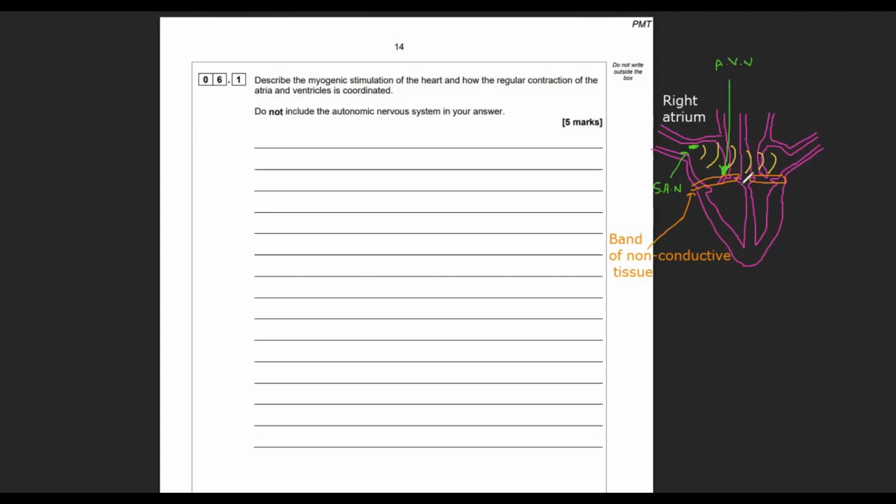So why do we need that delay? Well, that delay is needed so that the atria and ventricles don't contract at the same time, because they're not going to empty fully, and we're going to get some backflow of blood if that happens. So we do need that delay.